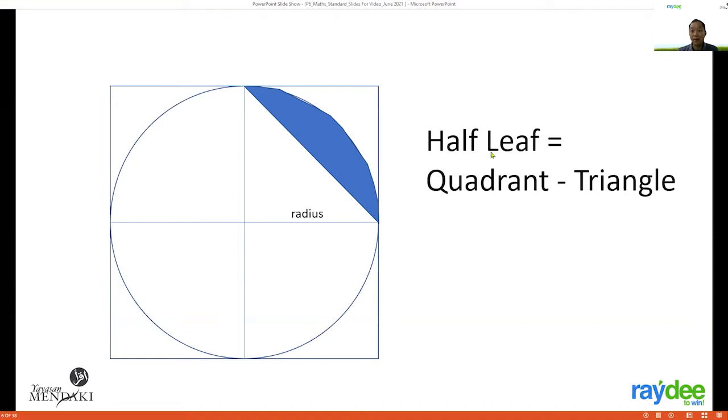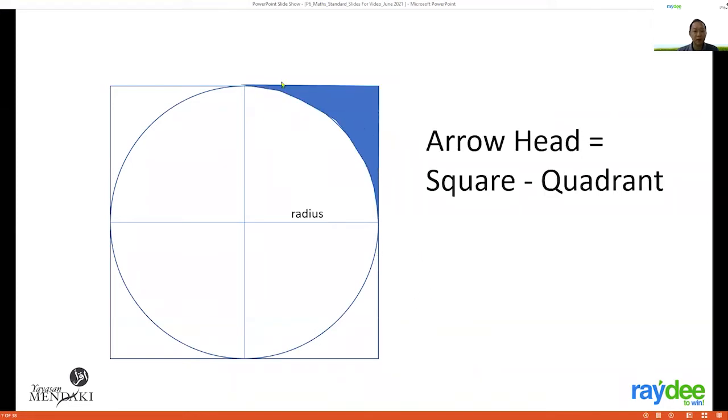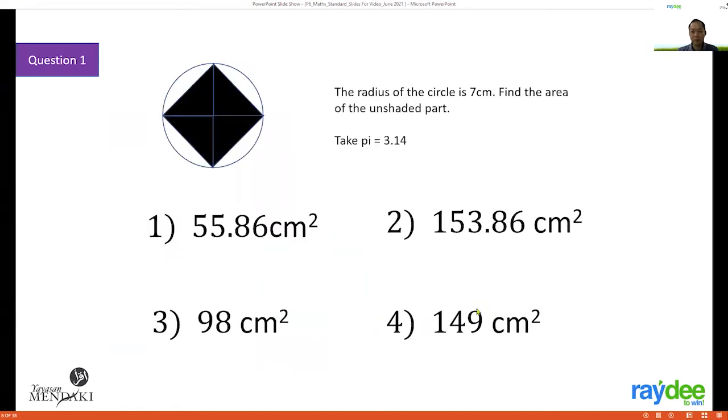To find the area of a half leaf, we have to take the area of a quadrant, right? How to find a quadrant? A quadrant is actually a quarter circle minus a triangle. So that's how you find the area of a half leaf. Next you have an arrowhead. So this is what we call an arrowhead. To find the area of an arrowhead, you take the square minus the area of a quadrant, right? You find the arrowhead.